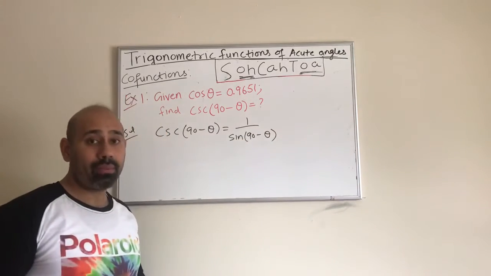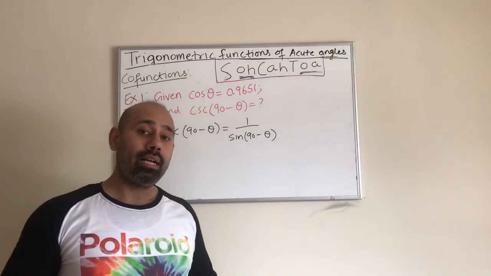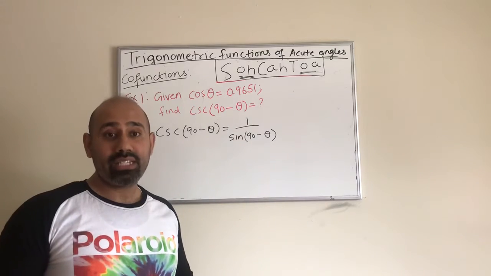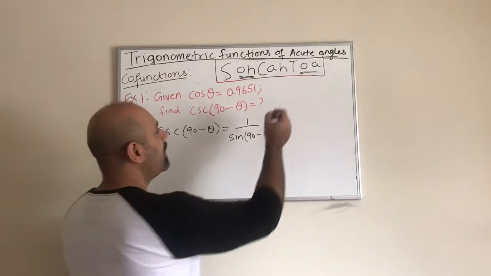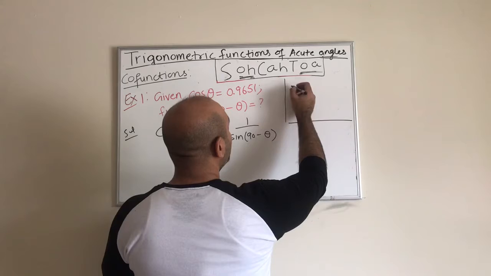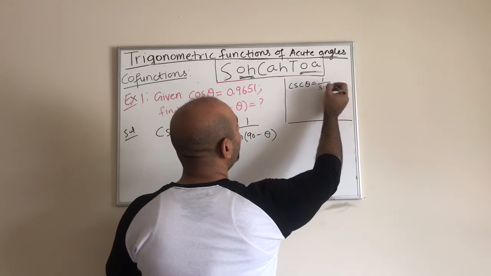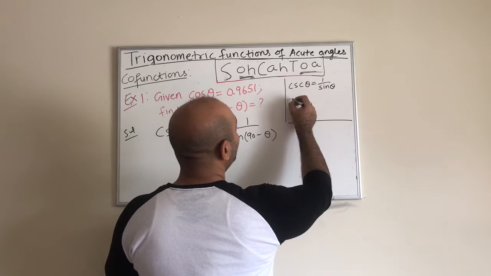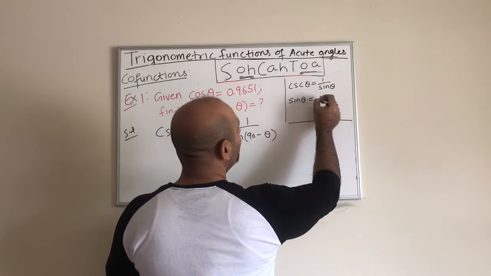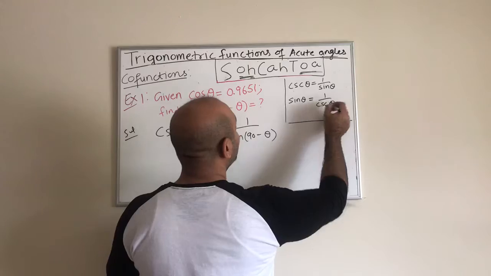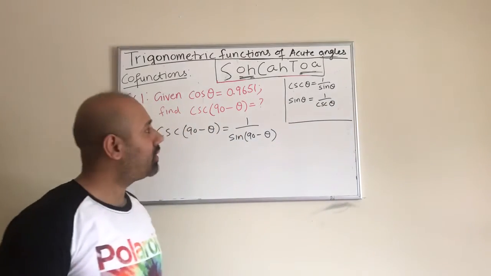This is one of the basic identities that relates the cosecant with the sine, and I can write it here to remind everyone. So guys, cosecant theta is 1 over sine theta. Similarly, because they are reciprocals of each other, the sine of theta can also be written as 1 over cosecant theta. That is what it means when we say they are reciprocals of each other.